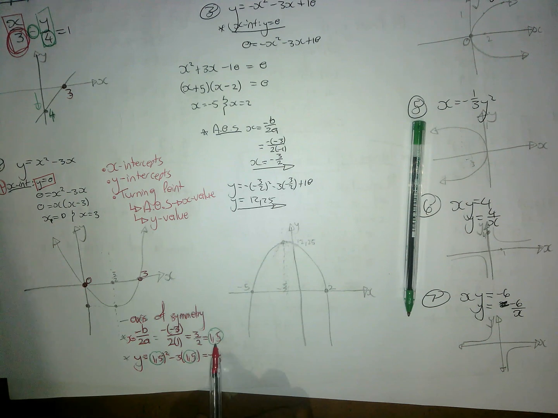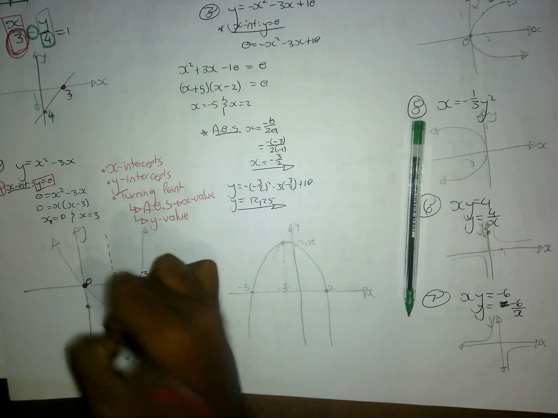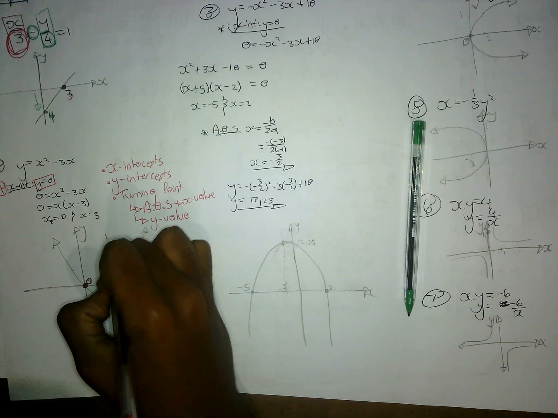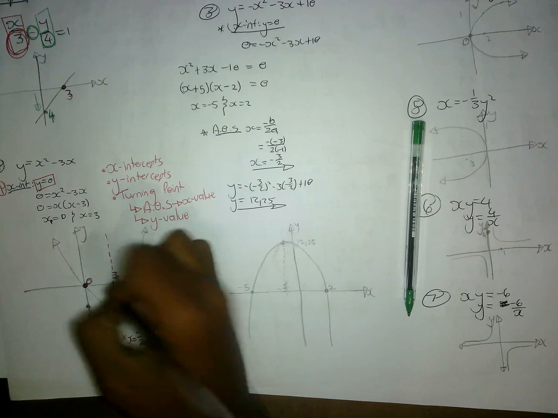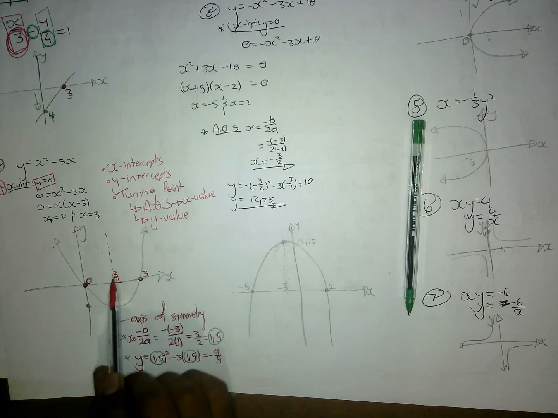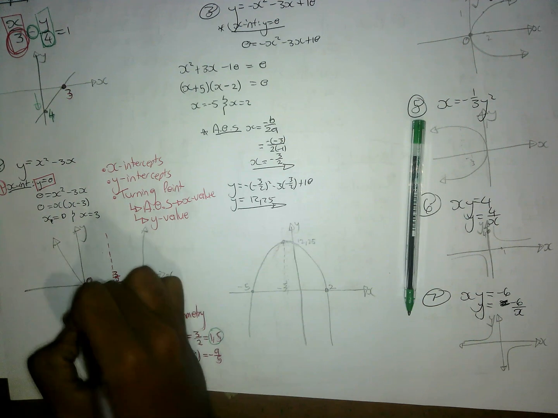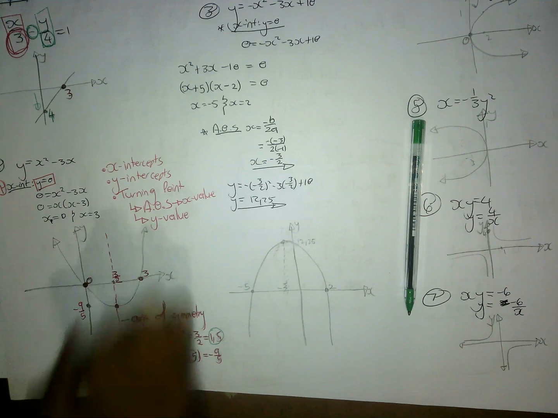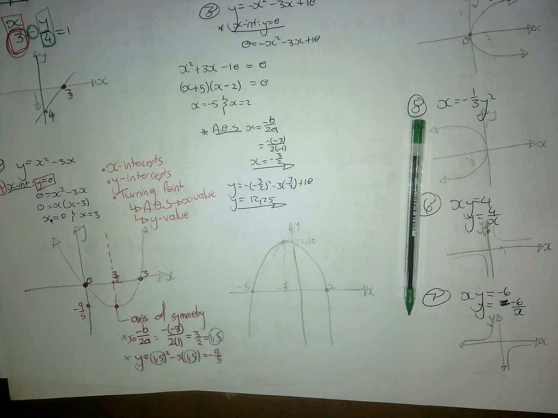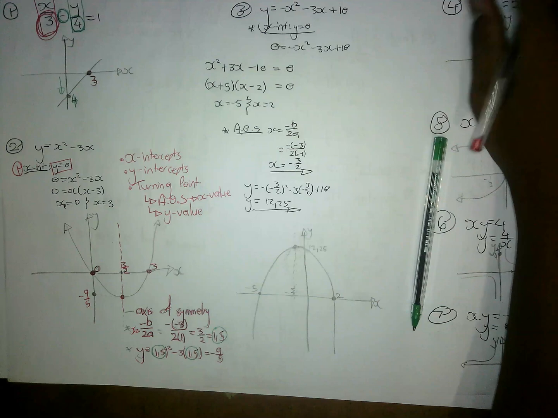So this x value, 1.5 or 3 over 2, is our axis of symmetry, meaning our middle. It's this point over there. Our corresponding y value is negative 9 over 4. But we should know this by now, right? We should.